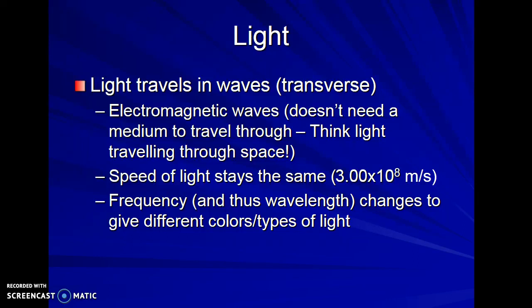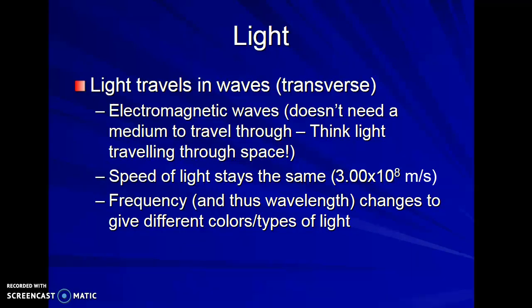You see sunlight. You see light from the stars at night. In space, there's no air. There's no medium that light is traveling through, but it can still travel to our eyes. On Earth, that light is traveling through a medium. It is traveling through the air, the gas that's in the air.